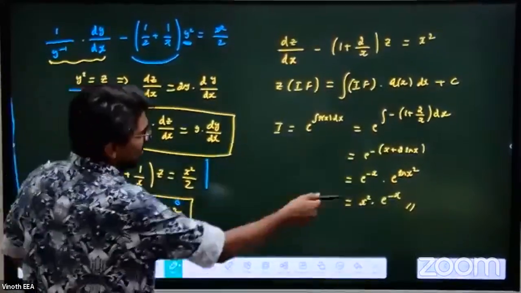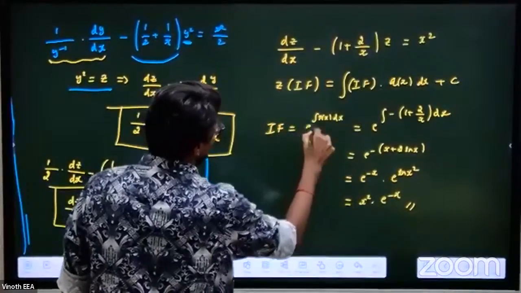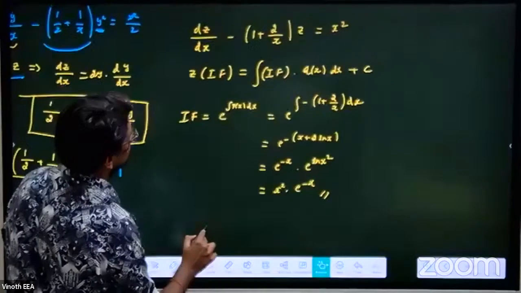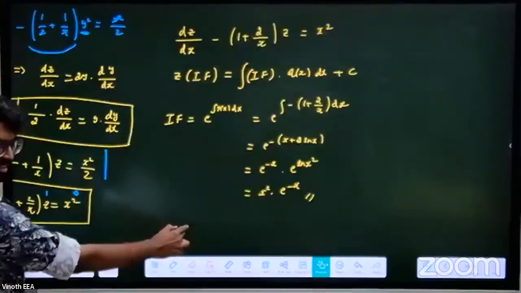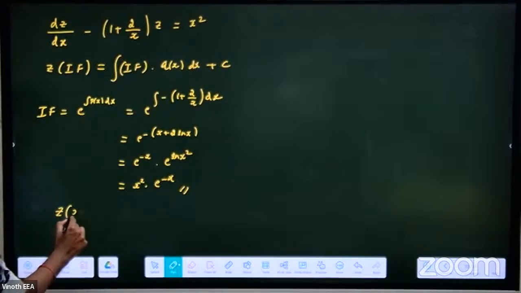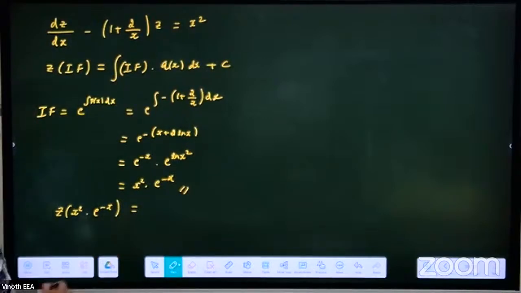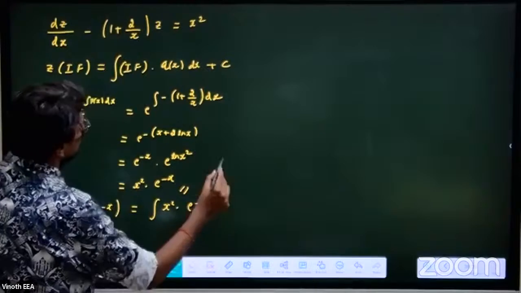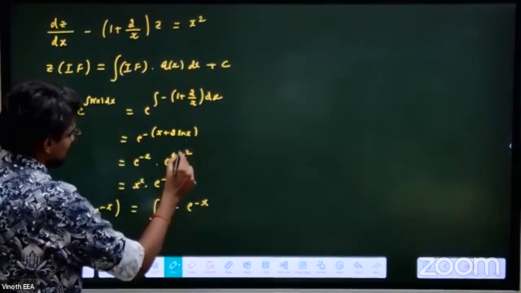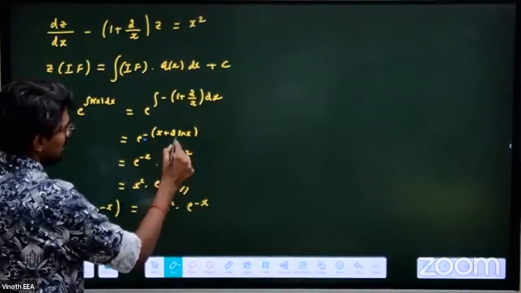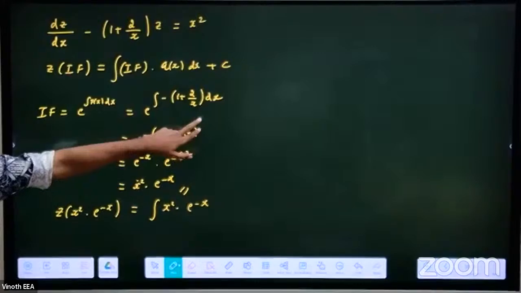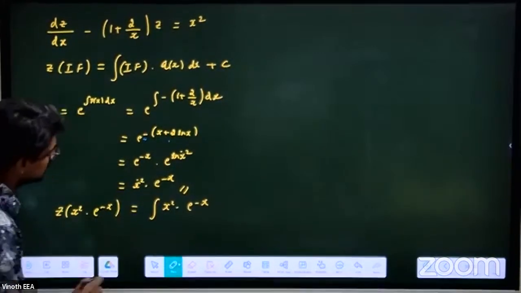Okay. Then substitute the integrating factor, that's all. You have completed up to this step, right? Okay. Z into integrating factor is X square into e power minus X, which is equal to integral of X square into e power minus X. And what is Q of X? Hey, I'm sorry, I forgot the minus sign. It will be minus 2, right? So this will be minus. See, here there will be minus 2. Okay, I just missed it.